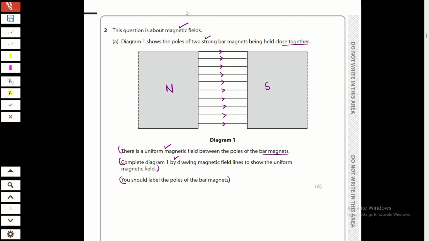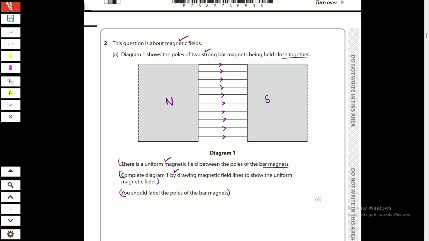All right, so here I have drawn the uniform magnetic field that is present in between these two poles of two strong bar magnets. The first mark could be awarded due to writing north and south pole. Doesn't matter the orientation, you can actually write this one as south, this one as north. In that case, you will have to reverse the direction of the magnetic fields.